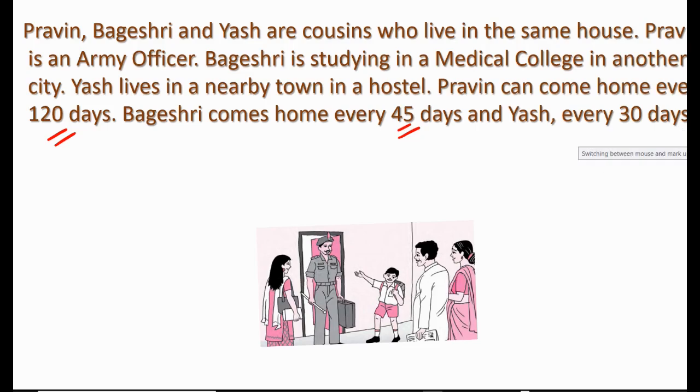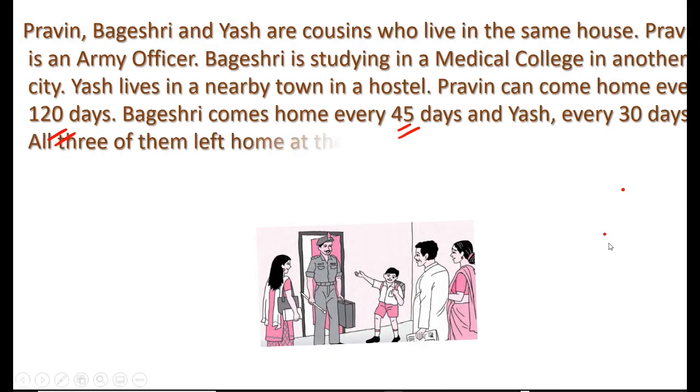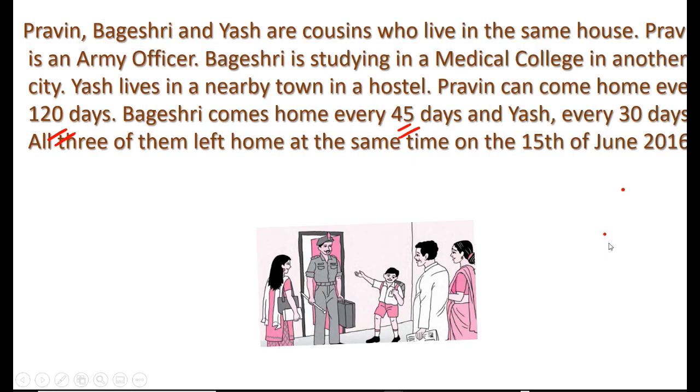And Yash can come every 30 days. All three of them left home at the same time on 15th June 2016. Then all three came home on 15th June 2016, that is why they are so happy. Achha.